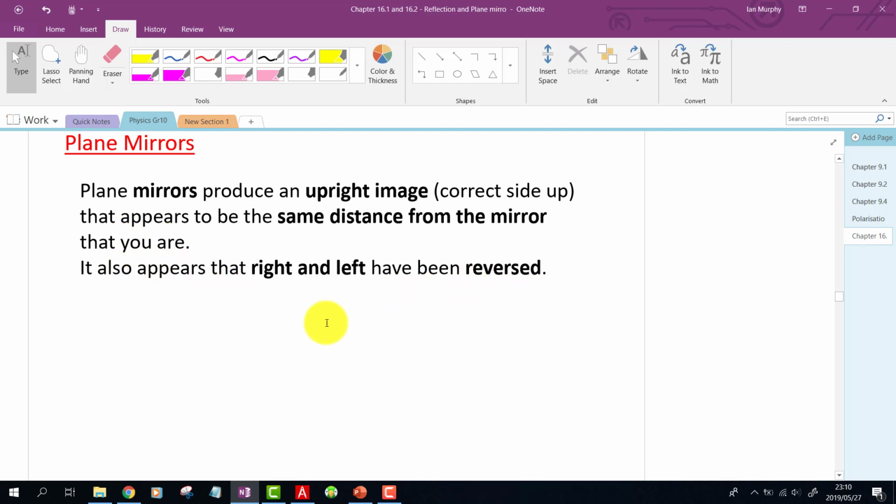So think of yourself standing in front of a mirror. If you raise your left hand, then your image in the mirror has the same side lifted. I don't even know how I'll represent this on a diagram, so just think about it. Imagine that image was a different person. Which hand would they be raising? If you are raising your left hand, that means that your image is raising its right hand. So that's why it says that it appears that the right and left is reversed.